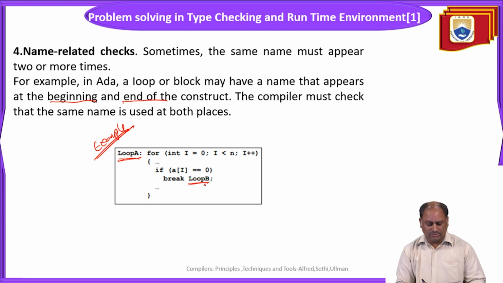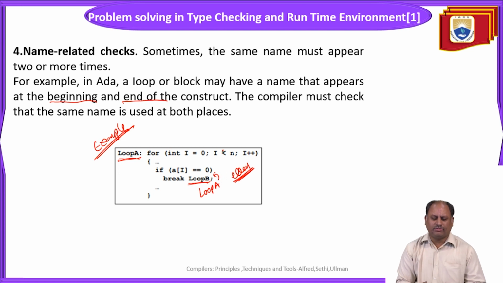Suppose that is not the same. The same name must appear, but here it is a different name. So it gives an error, a name related error. That means we repeat the loop several times depending on the condition checking, so here we may forget and, instead of loop A, we have given loop B. So this comes under name related checking.